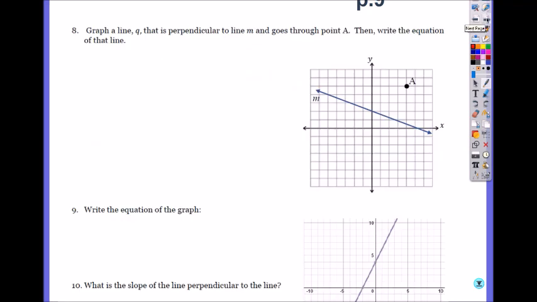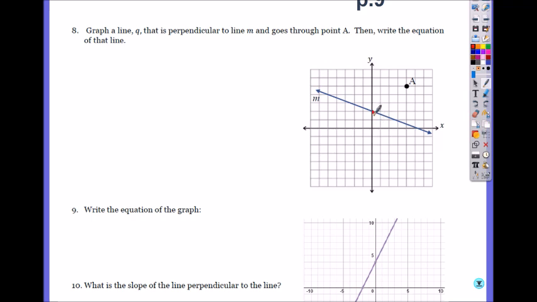What about number 8? 6 and 7 are similar to what we did, so let's skip to 8. Graph a line Q that is perpendicular to line M and goes through A. So again, perpendicular means the slope is negative and reciprocal. So what is the slope of this line?